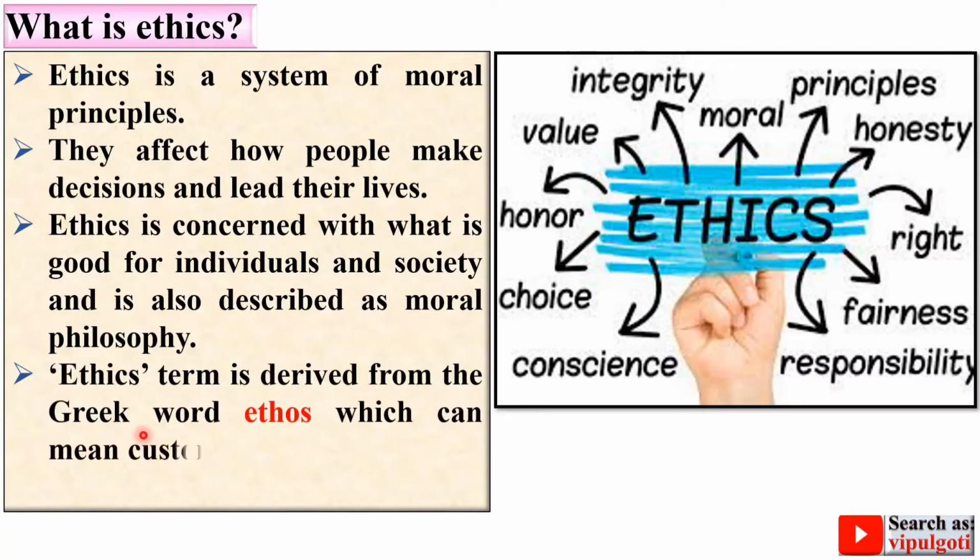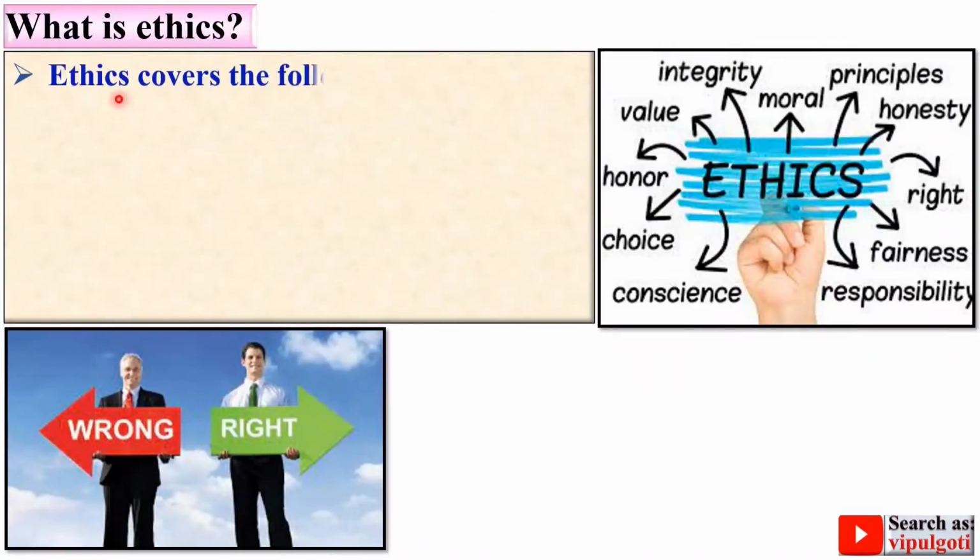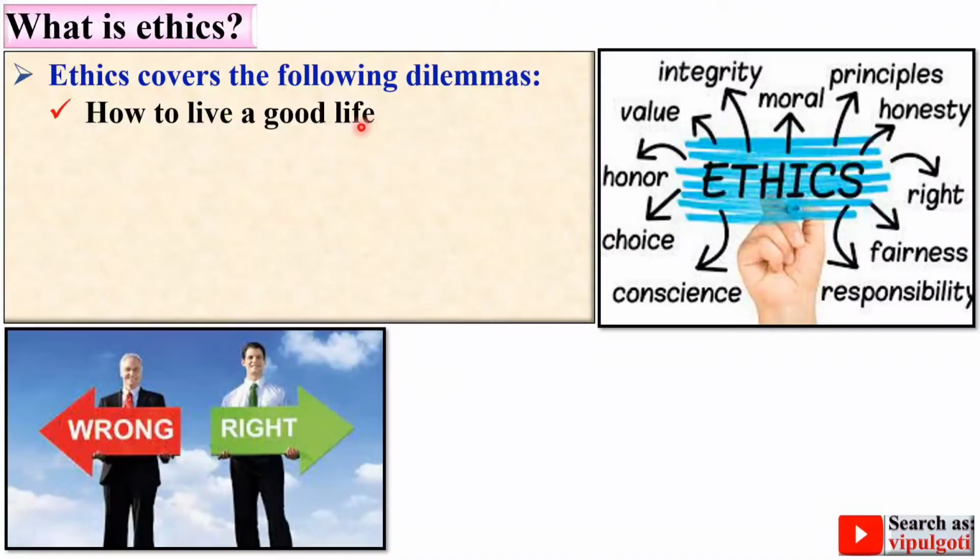The term ethics is derived from the Greek word ethos, which can mean custom, habit, character, or disposition. So basically we can say ethics is related to character, or you can say habit. Next, ethics covers the following dilemmas. First, how to live a good life. So this is a situation where ethics is concerned. Next, our rights and responsibilities. There are lots of rights that each citizen has. At the same time, there are lots of responsibilities that should be performed by the citizens. So once again, rights and responsibilities are connected with ethics.